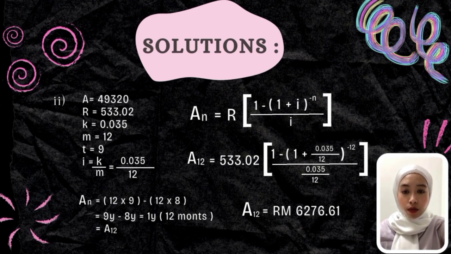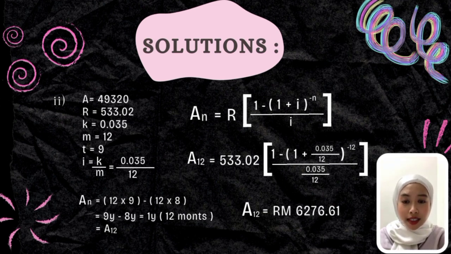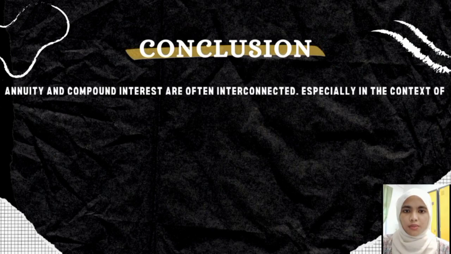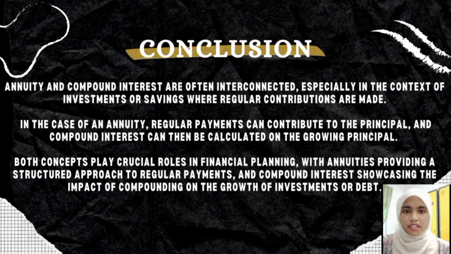A12 equals 533.02 in bracket 1 minus in bracket 1 plus 0.035 over 12 power of negative 12 over 0.035 over 12. So, the final answer is A12 equals 6,276.61.